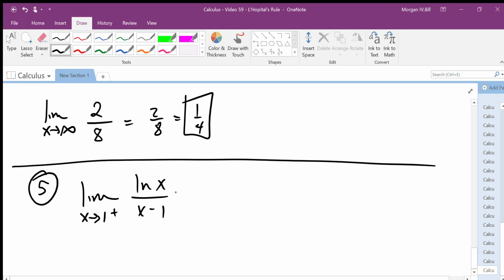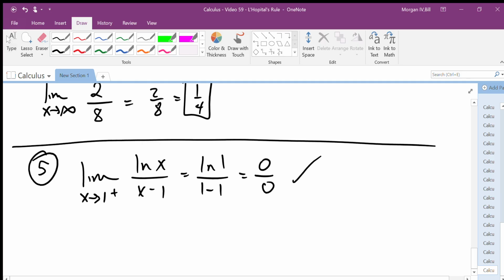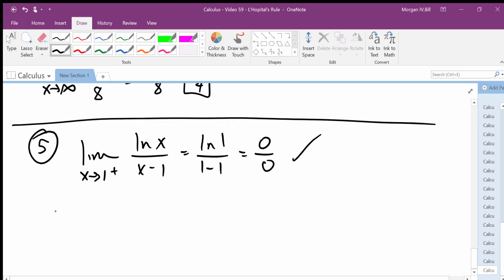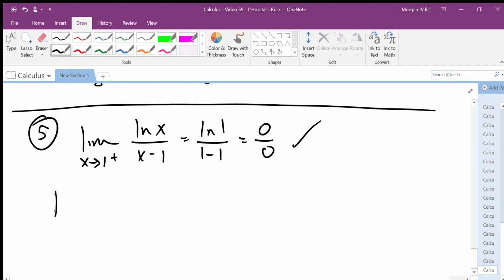So let's plug in 1, you get the natural log of 1 over 1 minus 1. Natural log of 1, 0. 1 minus 1, 0. Right, we can use L'Hopital's rule, so let's try L'Hopital's rule here. Again, you can pause the video, try it yourself, unpause when you're ready to watch. This will equal the limit as x goes to 1 from the right. The natural log of x, its derivative is 1 over x, over the derivative of x minus 1, which is 1. And now try some direct substitution. That's 1 over 1 over 1.